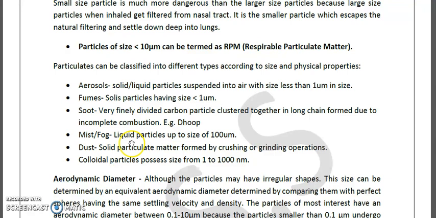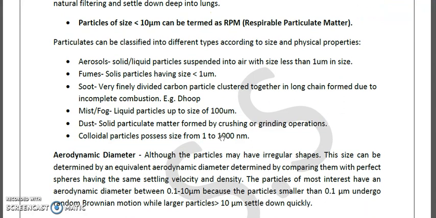Now coming to mist or fog, these are liquid particles up to a size of 100 micrometers. Generally, you should remember this also when you talk about aerosol. These are colloidal particles having size 1 to 1000 nanometers. This is a very famous repetitive question. Coming to dust, dust is a solid particulate matter formed by crushing or grinding operations.